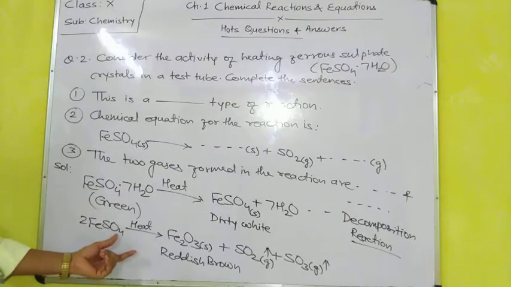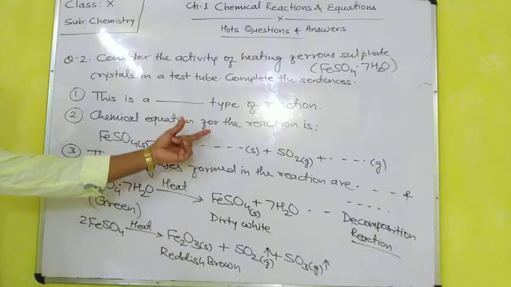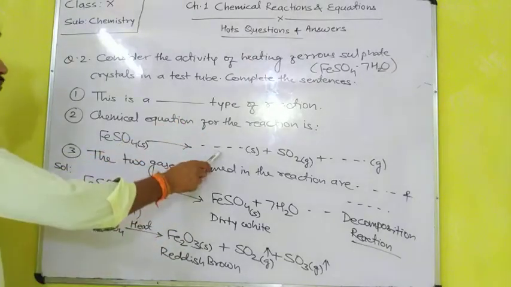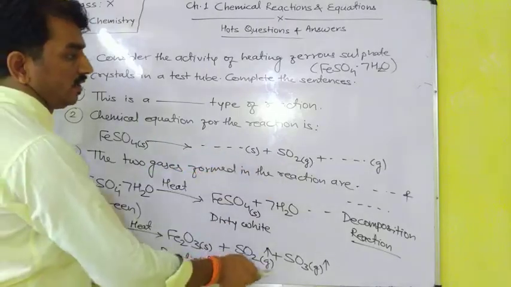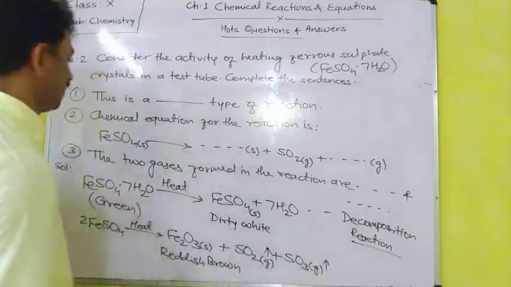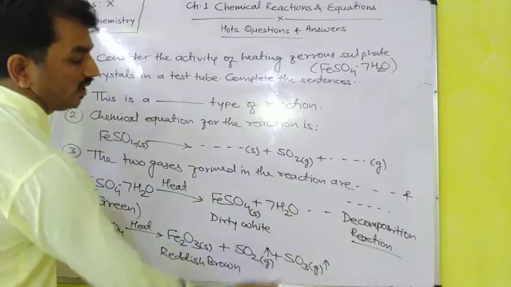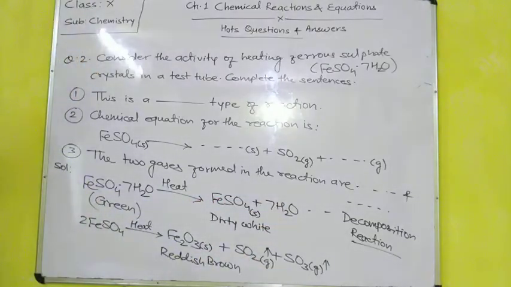When it is heated, it converts into reddish brown ferric oxide, and it forms sulfur dioxide and then sulfur trioxide. The two gases formed in the reaction are sulfur dioxide and sulfur trioxide. This question is over.